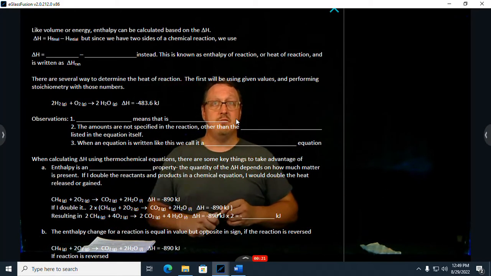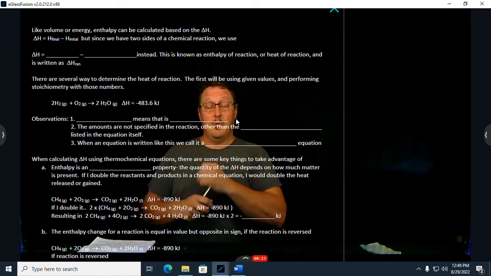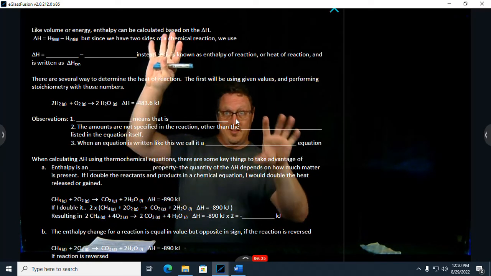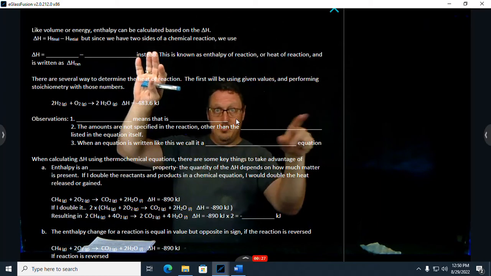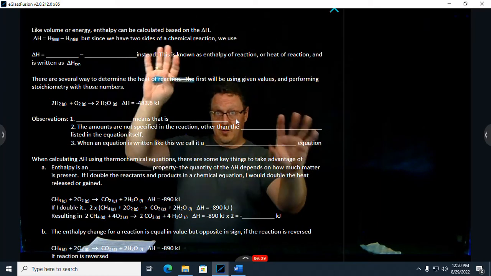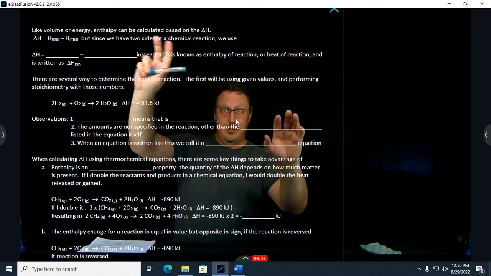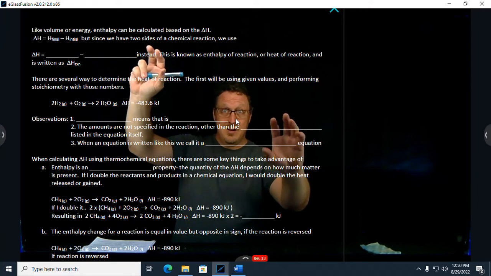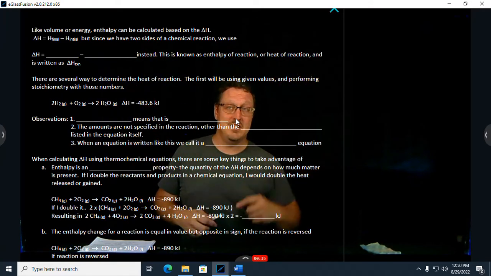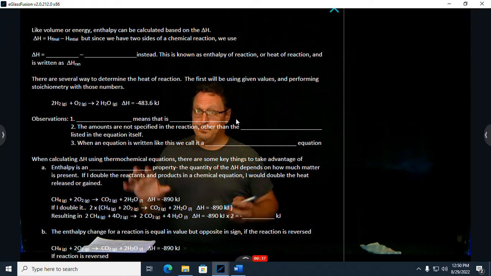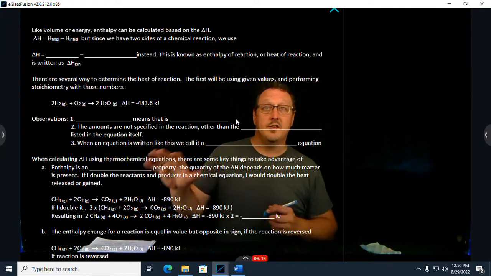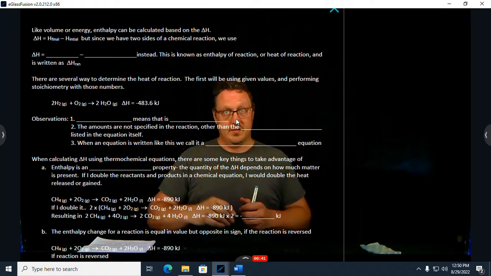It's delta H. Remember, enthalpy is a state function. We don't care how it gets from this point to this point, what reaction pathway it goes through to get to that point. All I care about is how I start here, how I finish here, and in this case, we're going to talk about the change in energy in between those. Okay, so that's what's going to lead to a bunch of the different ways that we can do this.